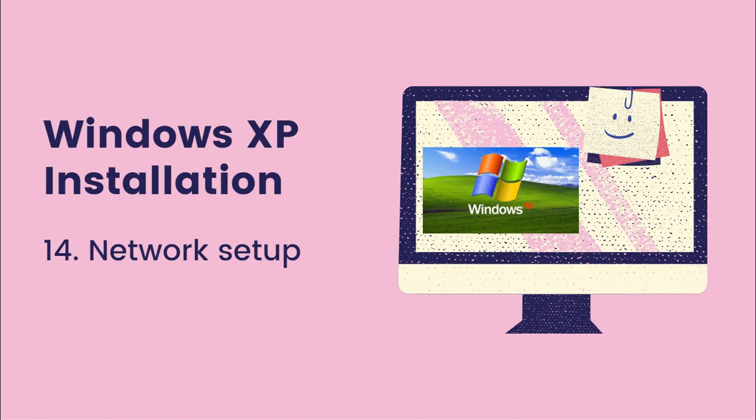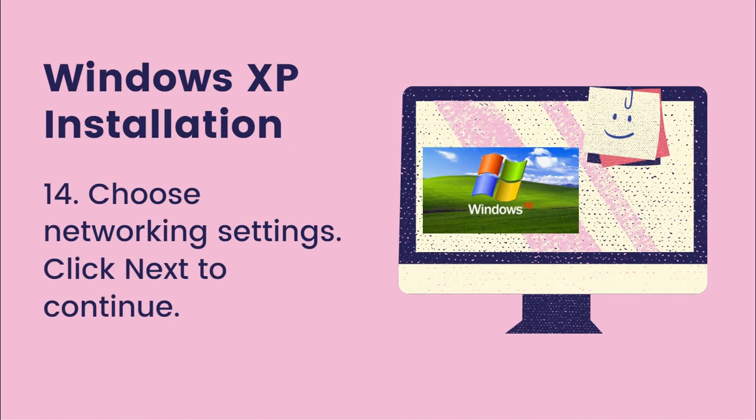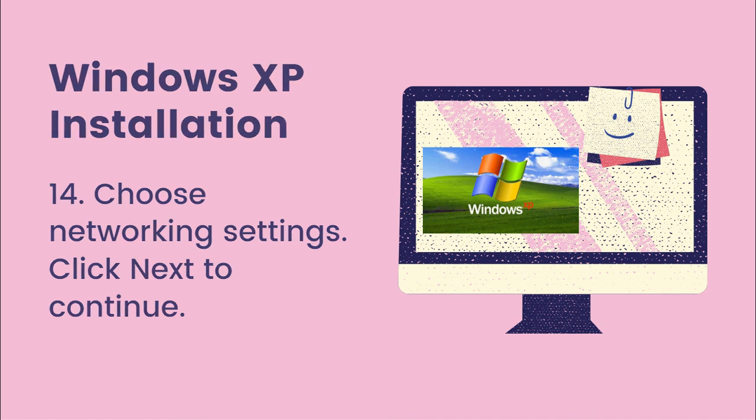Network setup. If you have a network card or modem, setup will now install the networking components, which include the Client for Microsoft Networks, File and Print Sharing, the QoS Packet Scheduler, and the TCP/IP networking protocol by default. Choose networking settings. In this phase, you can choose to keep the default settings or enter custom settings. Click Next to continue.